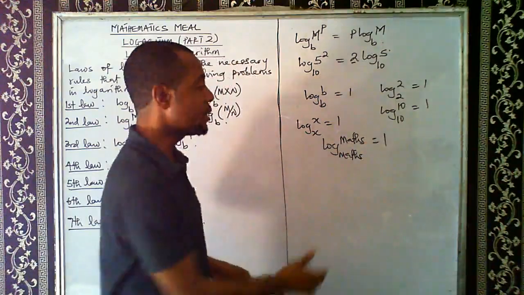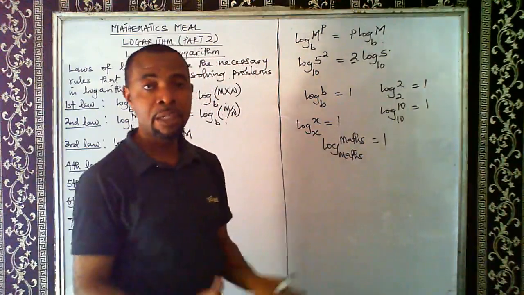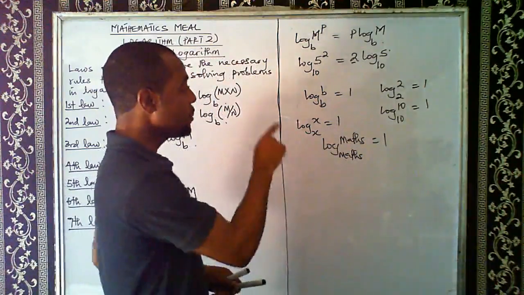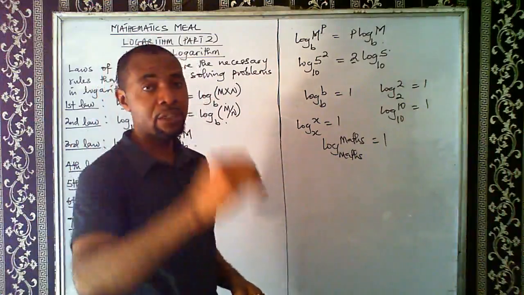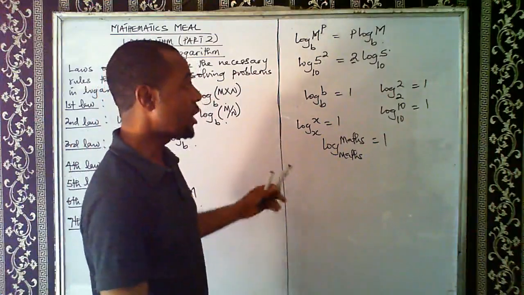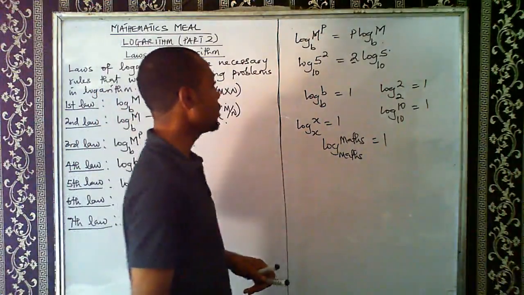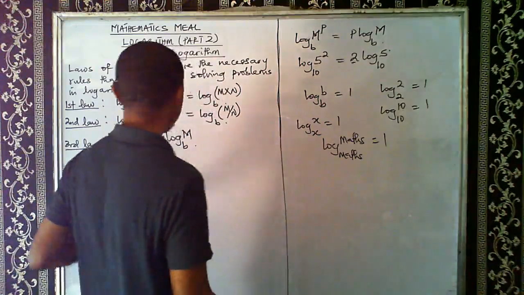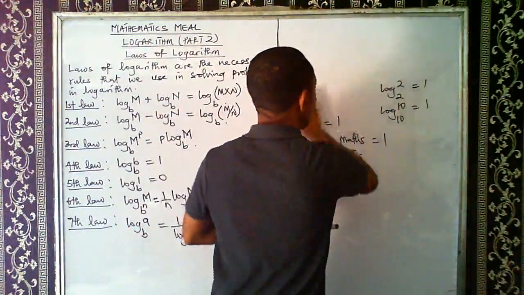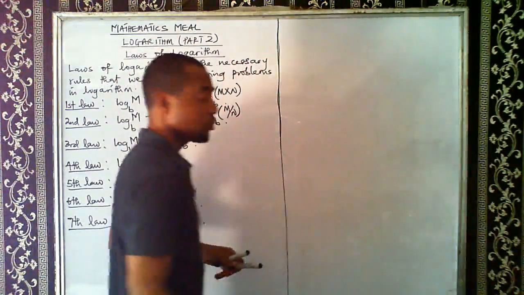So when the base and the number are the same, the logarithm will reduce to 1. This particular law plays an important role in various expressions in logarithm, so we must understand it. But that's the fourth law. Then the fifth law. We are all trying to explain the laws. That's what we are trying to do.